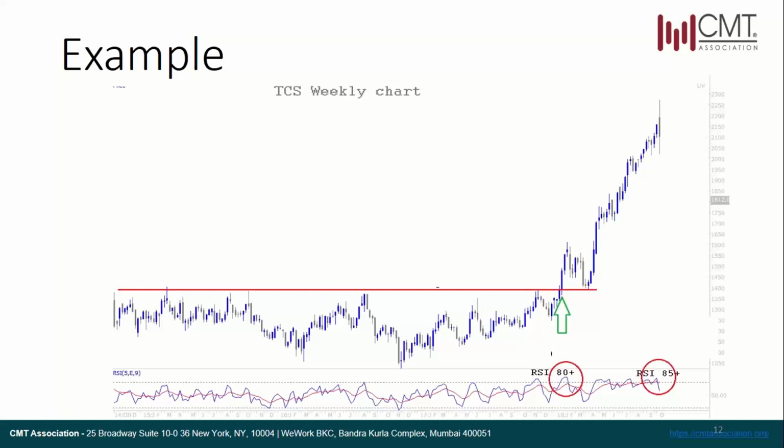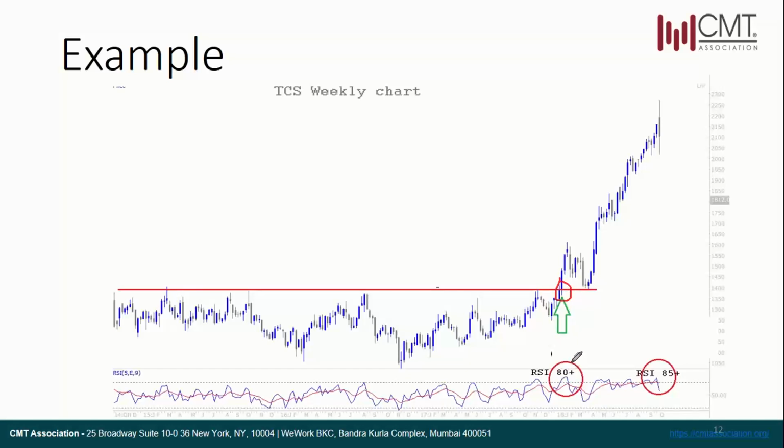Now I will give you an example of the RSI through this chart of TCS. We can see this weekly chart of TCS, where there was a breakout at about 1350. The stock was oscillating for quite a few months, or probably years, and then finally gave a breakout above the resistance level at this particular point, as you can see. So this is where the breakout happened, somewhere around 1350 odd levels.